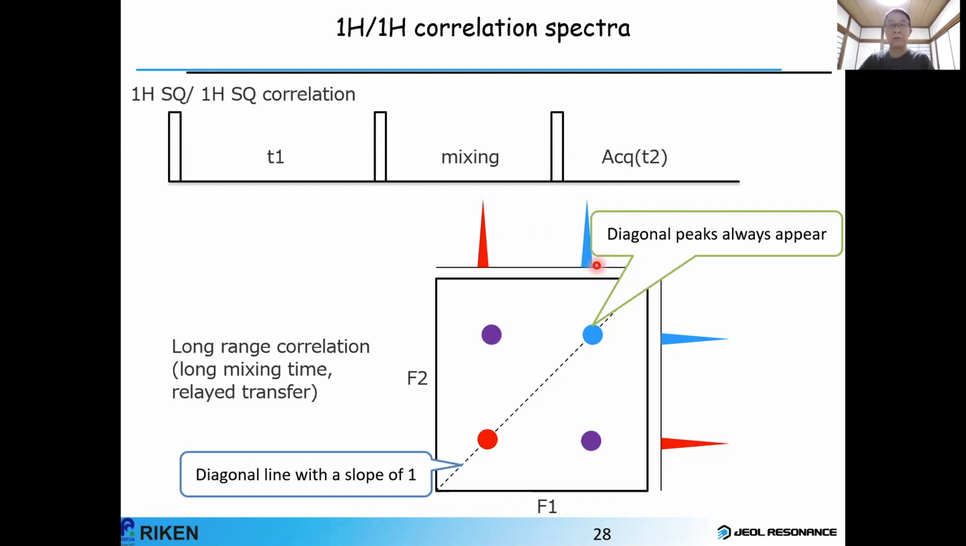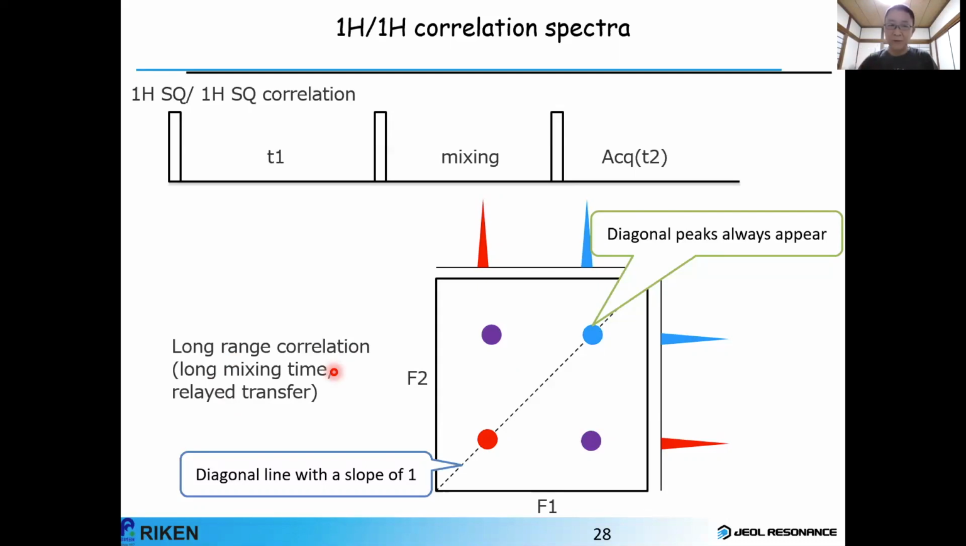The benefit of the single quantum experiment is that it's quite easy to perform. And we can use a very long mixing time because magnetization is stored along the z axis. Then we can obtain long range correlation. Especially in this experiment, we have relayed transfer as well. So this is a benefit of the single quantum correlation experiment.